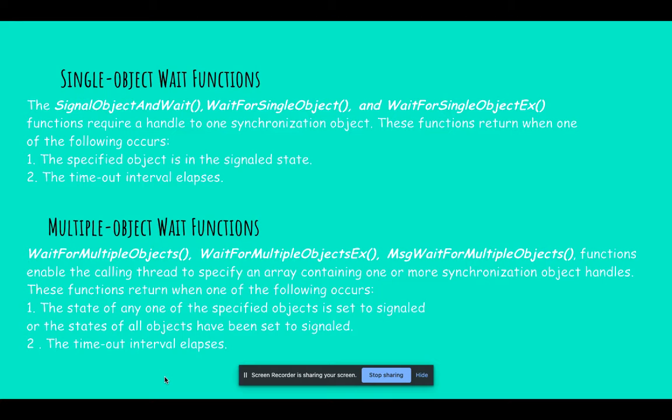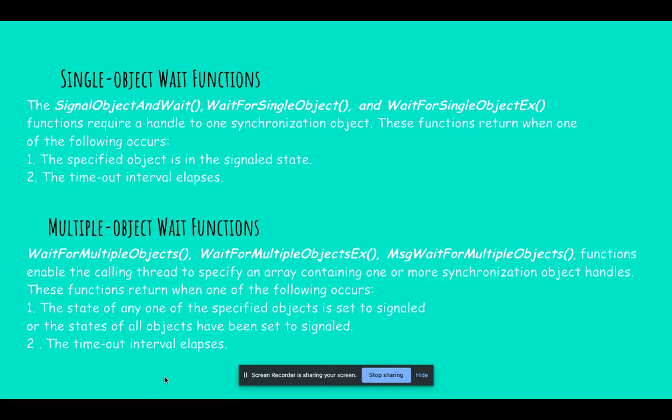The wait for single object and wait for single object ex functions require a handle to a synchronization object. These functions return when one of the following occurs: the specified object is in the signaled state, or the timeout interval elapses.